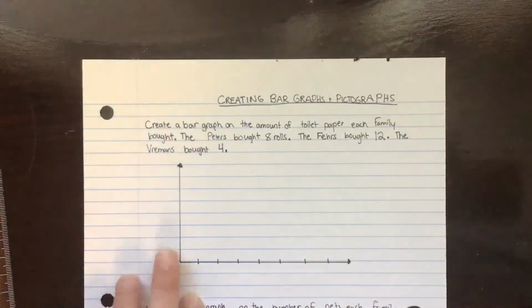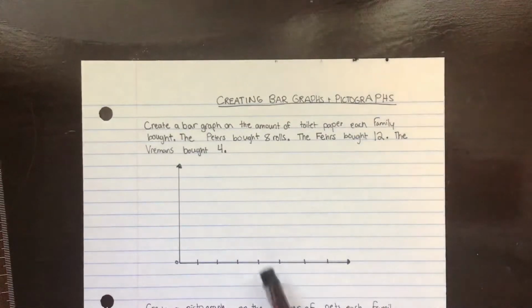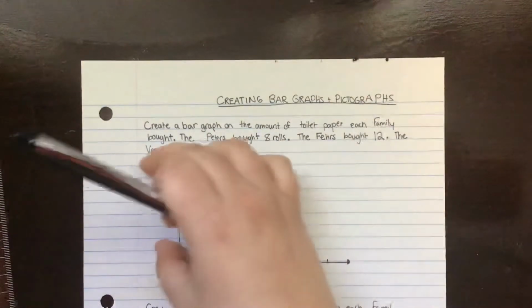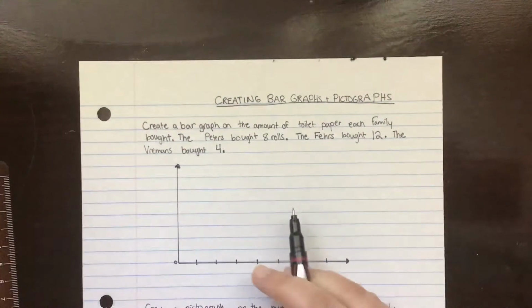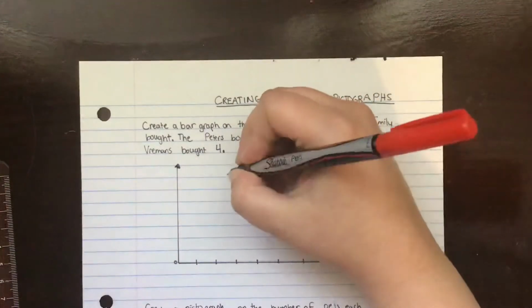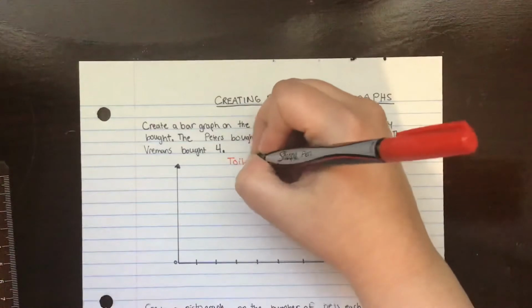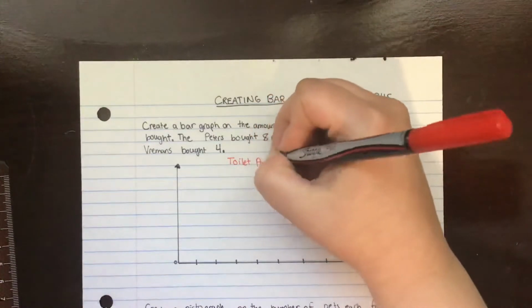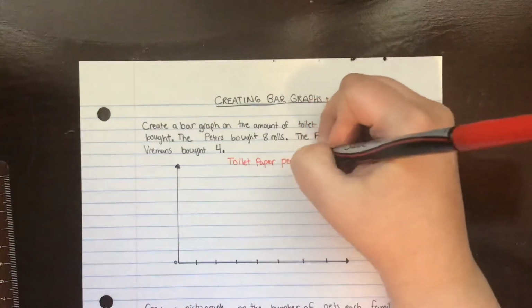Okay, there we go. So in this case, I noticed that there's already a scale along here. So this is going to be a horizontal bar graph because the bars are going to come out this way. So the first thing I need to do is add my title and my scales. I know this graph is about toilet paper, so I'm going to write a title that is about toilet paper. Toilet paper per family. There we go.